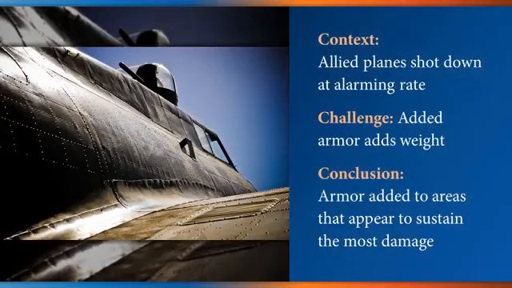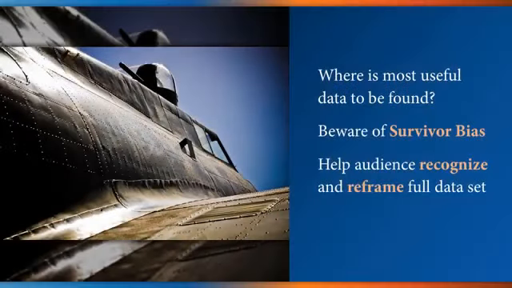Context. Allied planes are being shot down at an alarming rate. Challenge. Because the more armor we add for protection, the heavier planes become, we need to be highly selective on where to put it. We'll use recurring patterns of damage on the returning planes to determine where to add that extra armor. Conclusion. We've added more armor to the areas of the plane that appear to regularly sustain the most damage. Problem solved, right? Well, maybe not.